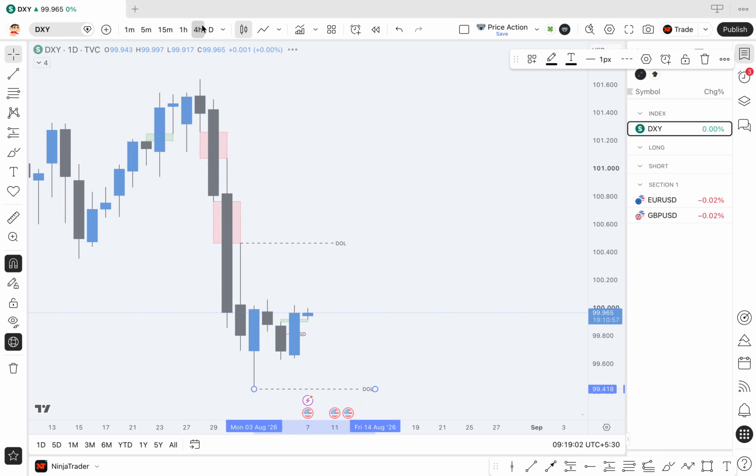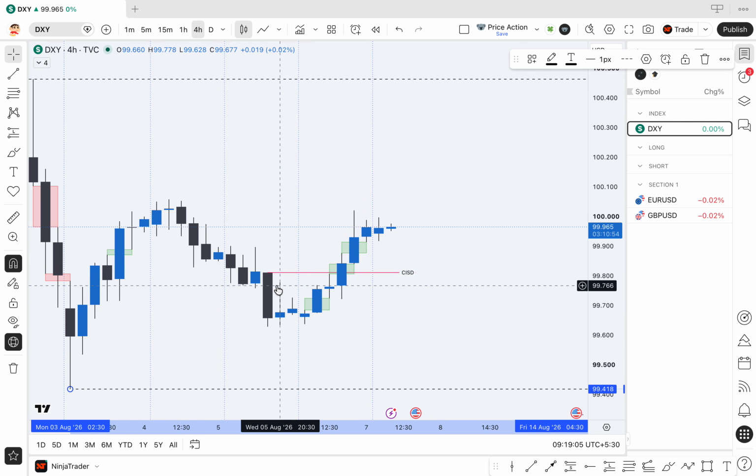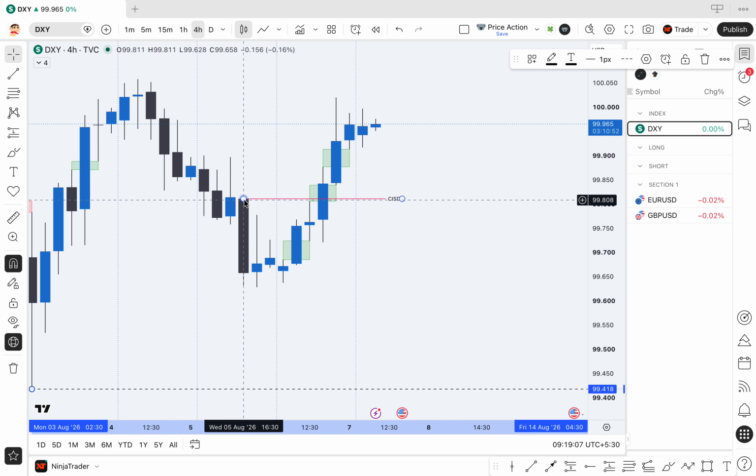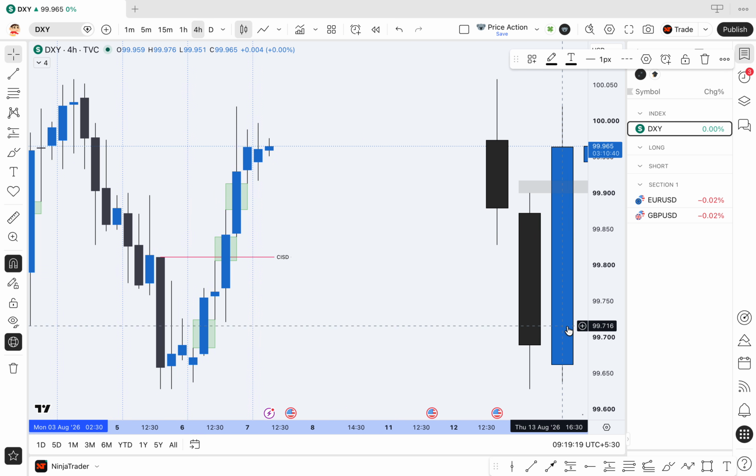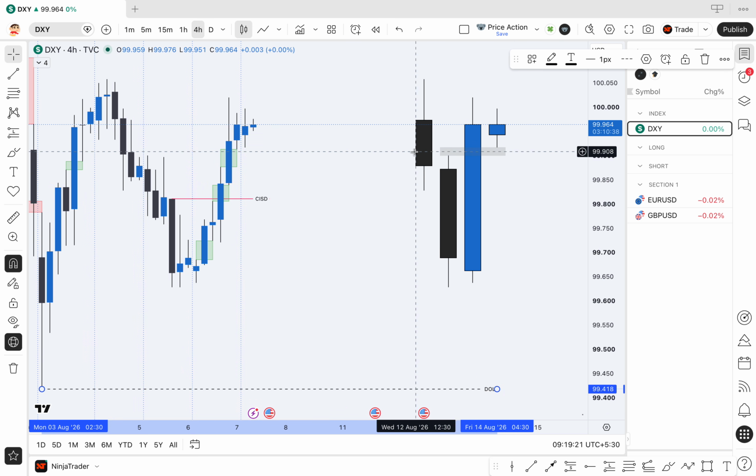So if I look on 4 hourly time frame, what do we see? I see a change in state of delivery. So price was bearish and we went bullish. We also have expansion, which means we have multiple fair value gaps. So yesterday was an expansion day, which we can see by this candle.